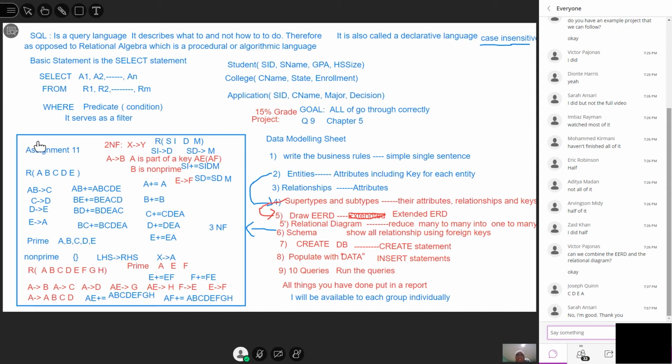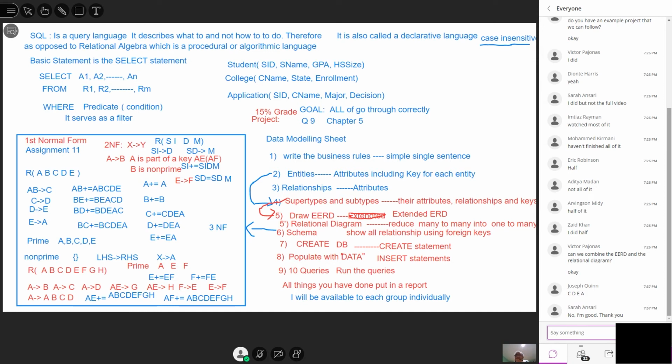Every relation by definition is supposed to be in first normal form. So there is something called first normal form. Let me just write this down here. Then what the heck is it? Okay, so first normal form. All right. First normal form just means the following, okay?